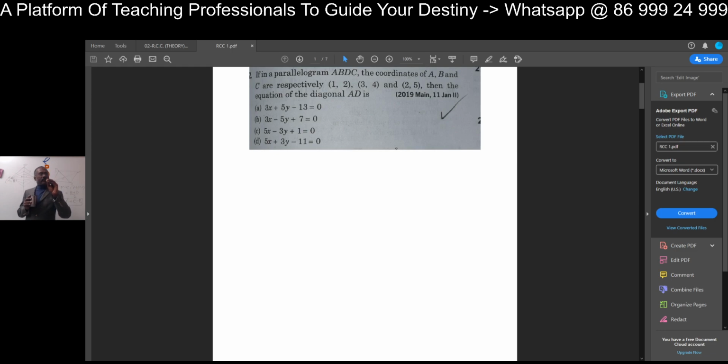Is there any verification method for this one, using this property? Yes, there is. You can try it. Can anyone answer it, please? It was given in the JEE Main examination, the January session of 2019. Can you try it, please?